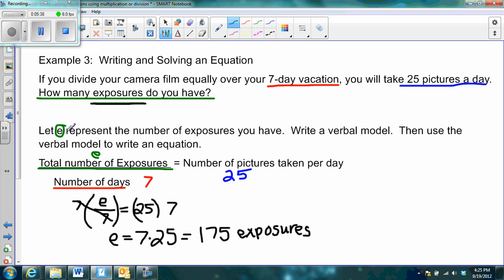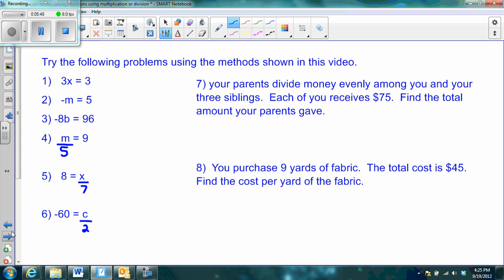So I hope that helps you. Writing this verbal model can really help you take a problem and kind of figure out how you can write an equation to solve it.